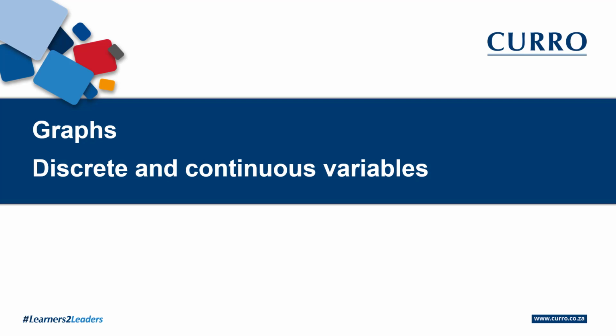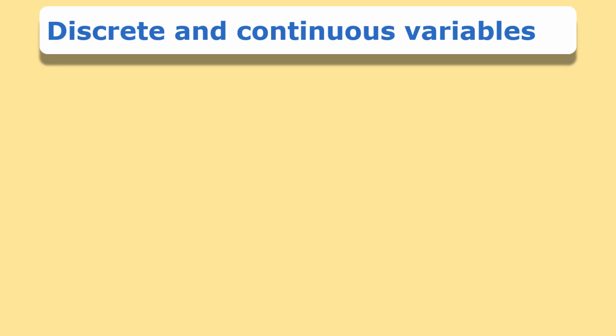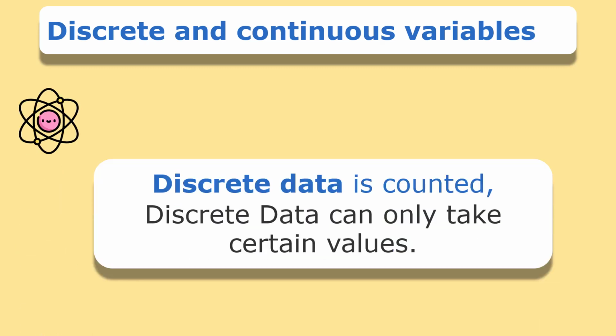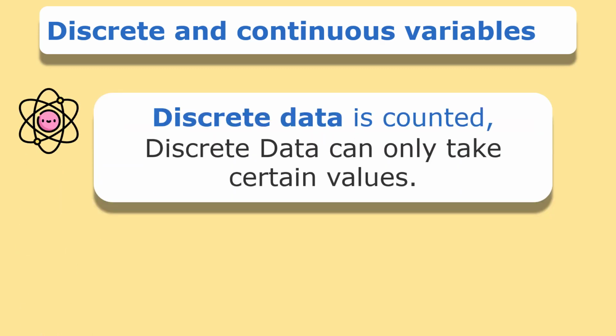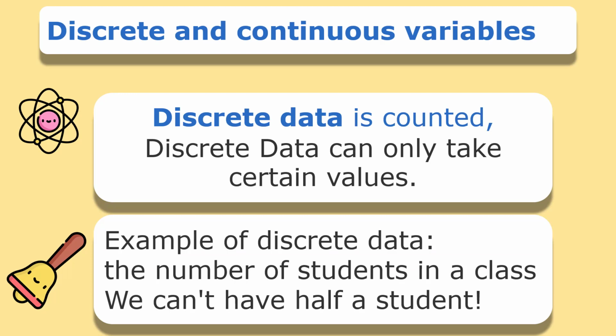Graphs, discrete and continuous variables. What are discrete and continuous variables? Definition. Discrete data is counted. Discrete data can only take certain values. For example, the number of students in a class. We can't have half a student, can we?